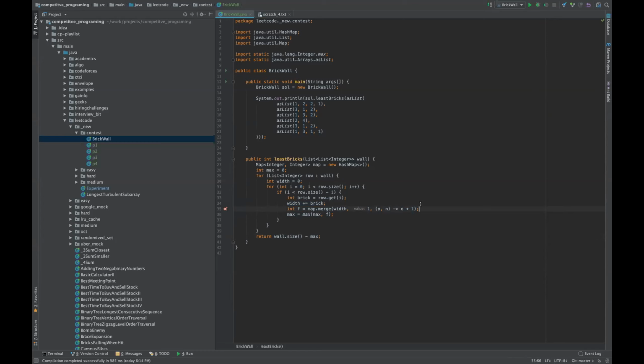Okay. So what is map dot merge? If there does not exist an entry in the map with a particular key, then it will put that key with value 1. If the value already exists, then we will do this. O represents the older value, so we are doing older value plus 1. So if the width doesn't exist, then we create an entry with width and 1, because there will only be one occurrence. And if the width already exists, then we increase it.